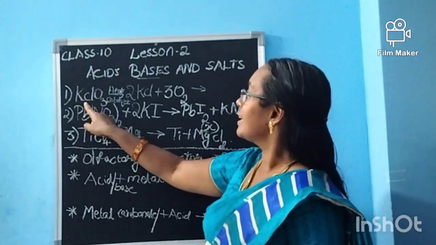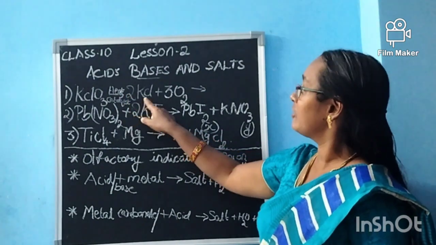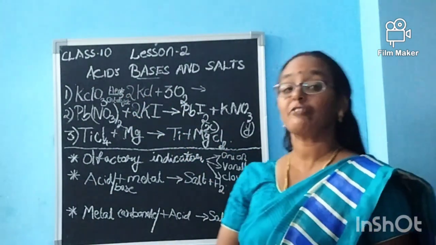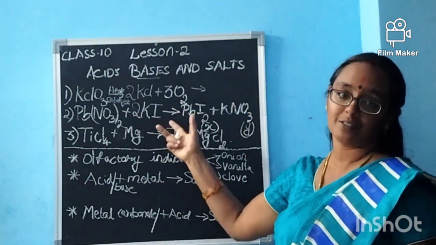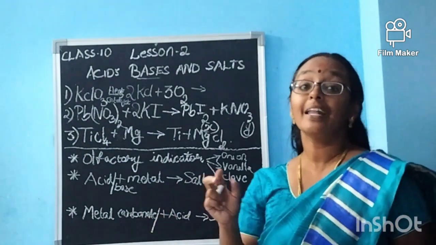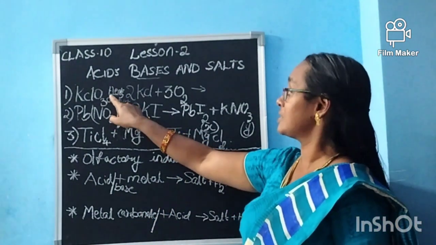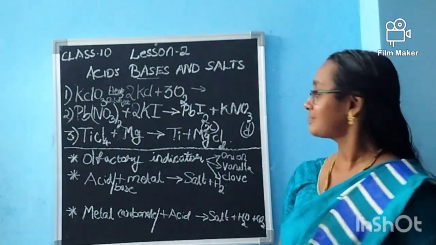The first question: KClO3, when heated, gives KCl and O2. What kind of reaction is it? It's very easy, dears. It breaks down into two parts. A single substance is breaking down. It is a decomposition reaction, and you have to write it as an endothermic reaction because it's absorbing heat energy. Only then is the reaction happening.